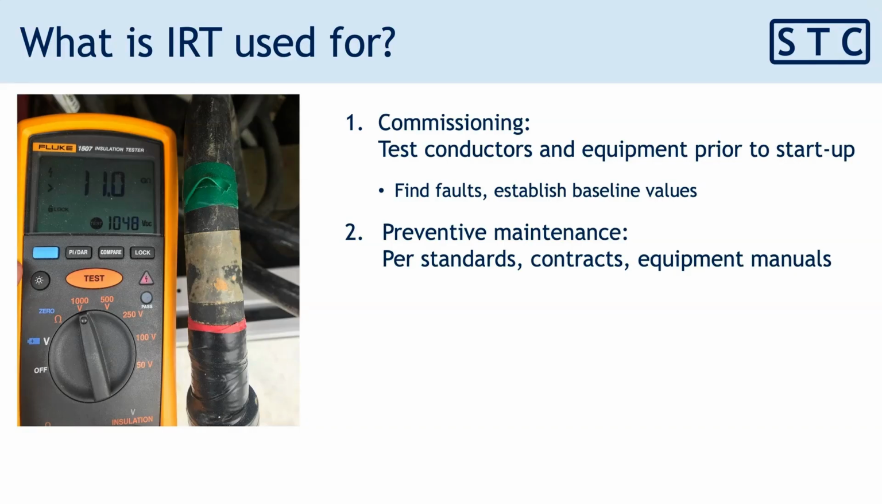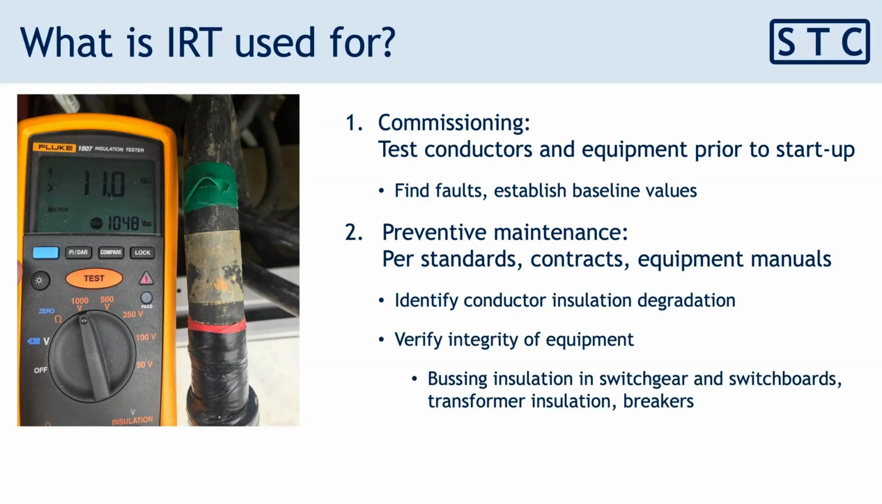It's a little invasive of a procedure, and there's other ways to verify that things are working okay, so we don't see this quite as often in PV systems, but it can allow us to identify conductor insulation degradation and verify the integrity of equipment such as busing insulation and switchgear and switchboards, transformer insulation, breakers, and other gear associated with our system. The biggest thing we're going to use it for is corrective maintenance, troubleshooting when we have ground faults and we need to track those down.